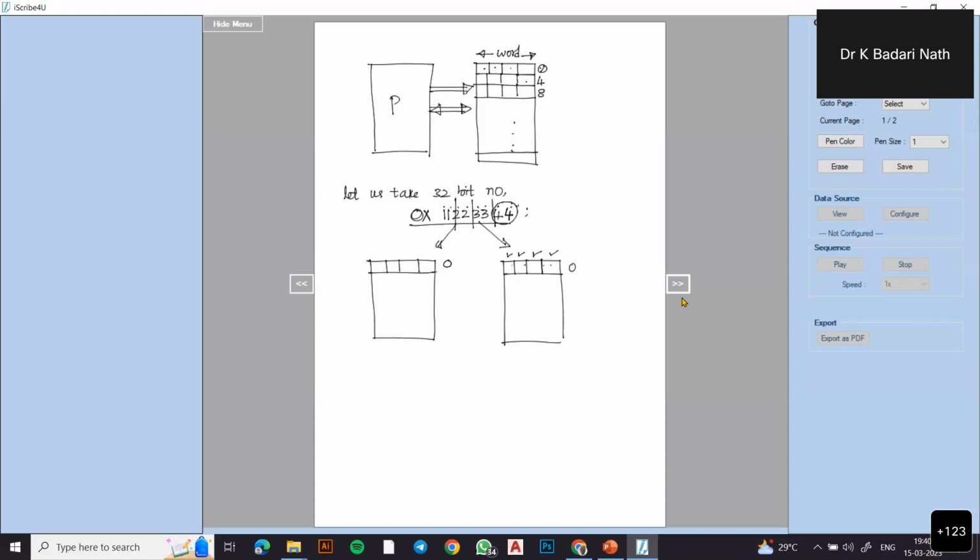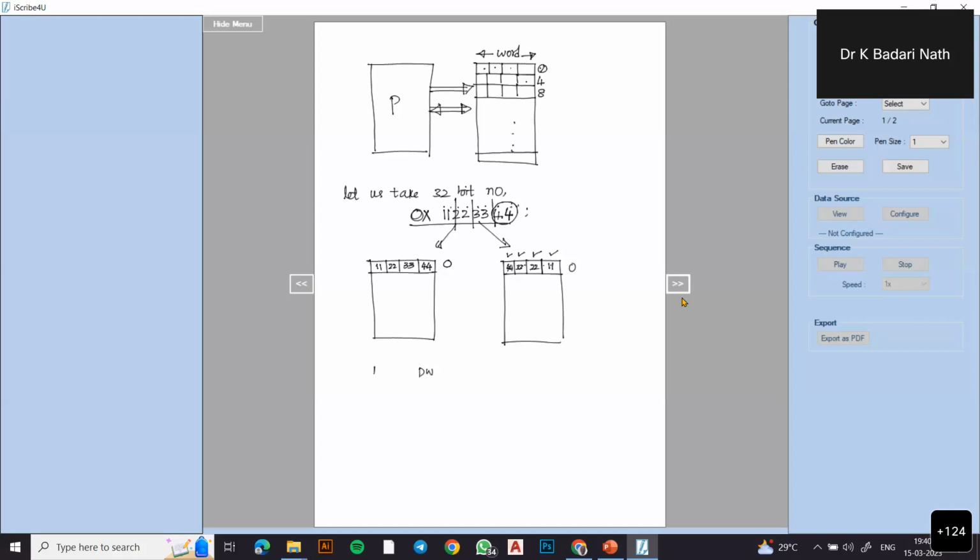I can start writing the 44 from this address, or 33 I can start writing like this. 22, 11 I can write it. Or I can write the same thing as 11, 22, 33 and the 44 I can write it. So that means that the moment you put this data into a memory, there are instructions there, what is called define word.